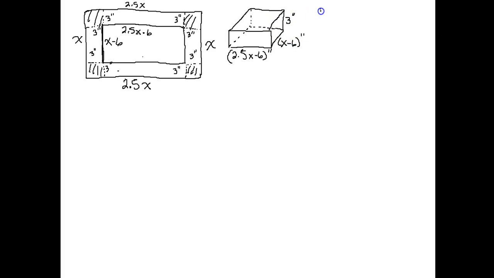Okay, and the volume of a box is found by doing length times width times height. So you're going to have 3 times the x minus 6 times the 2.5x minus 6. You go ahead and multiply all that together, and you can write a function. I'm going to leave it up to you to multiply. 7.5x squared minus 63x plus 108.